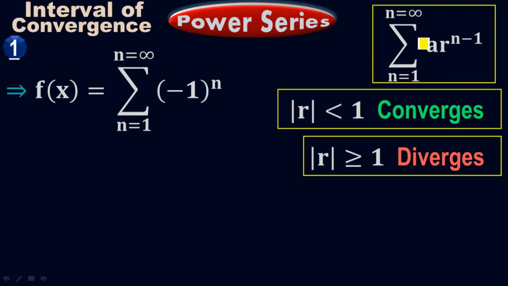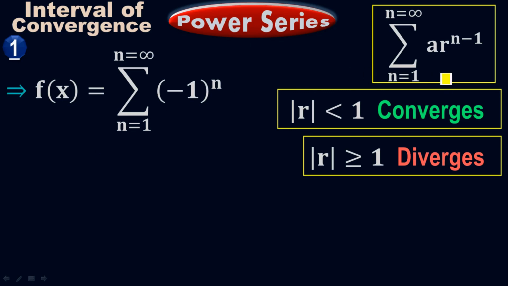Geometric series is the summation of a times r to the n minus 1. This -1 is my r. For the n minus 1 I have n. My a, which is a constant, is 1 here. 1 times (-1) to the n, but normally we don't write the 1.